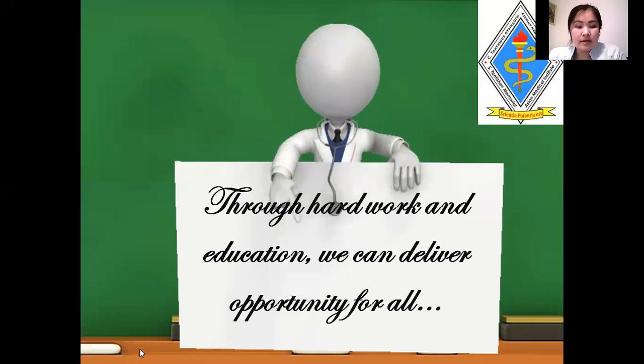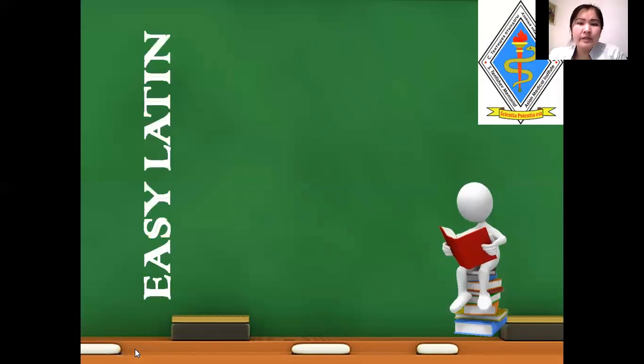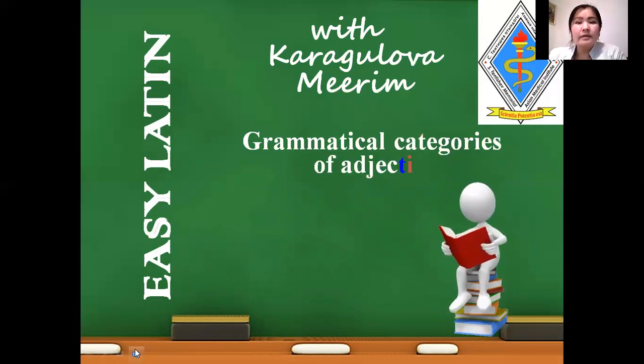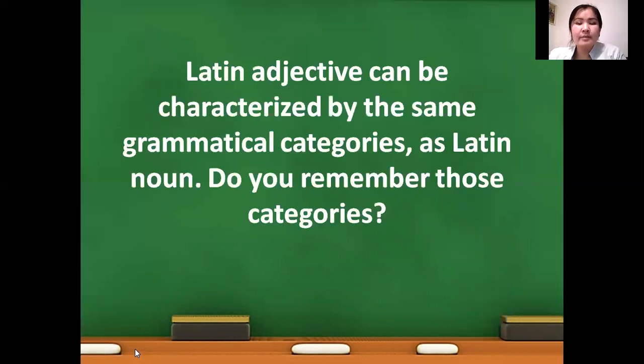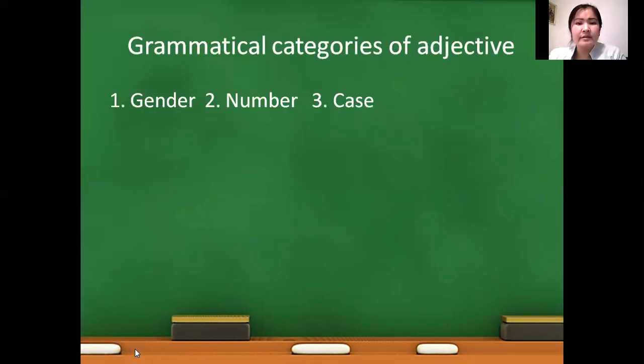So let's start our lesson of Latin. And today I will explain to you the grammatical categories of the adjective. In Latin, an adjective can be characterized by the same grammatical categories as a noun. And the grammatical categories of the noun we discussed in our previous class. Do you remember those categories? Yes, these categories are gender, number, and case. In Latin, genus, numerus, casus.